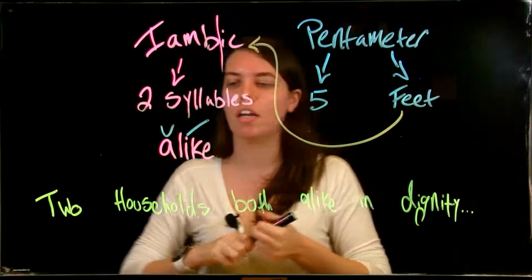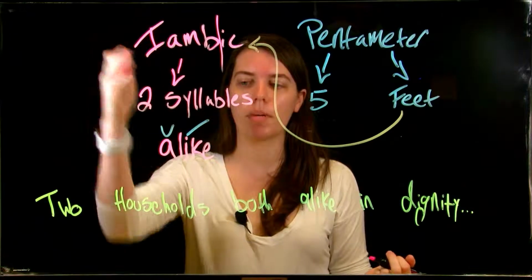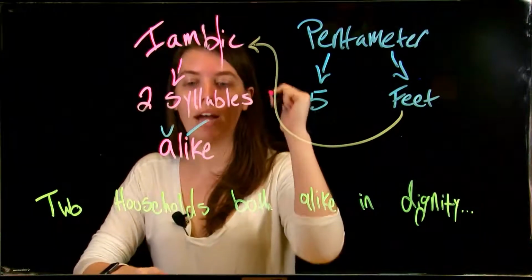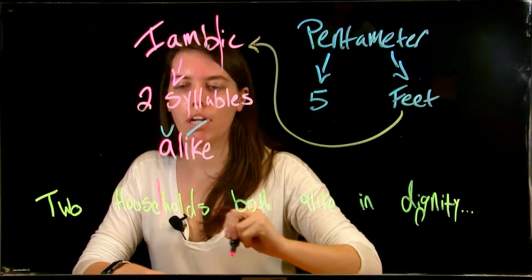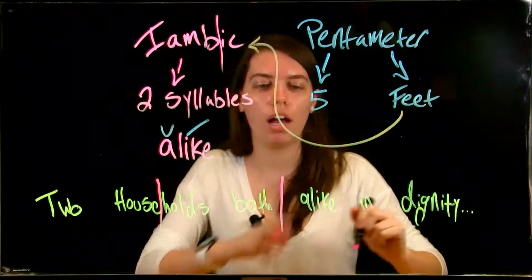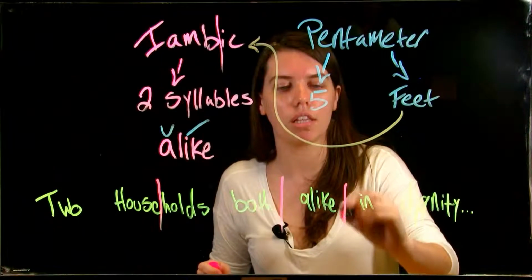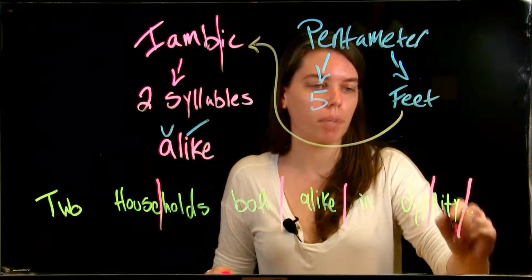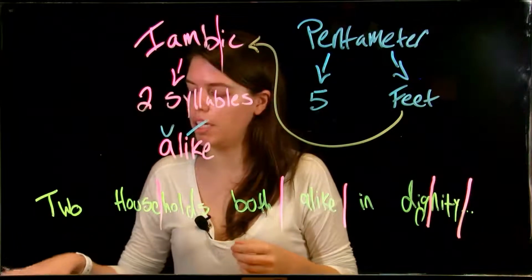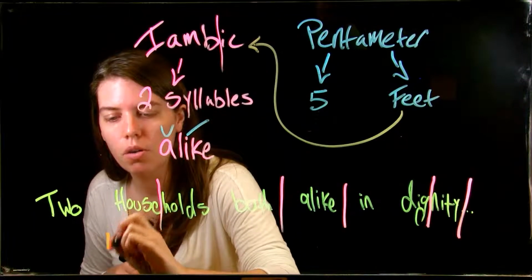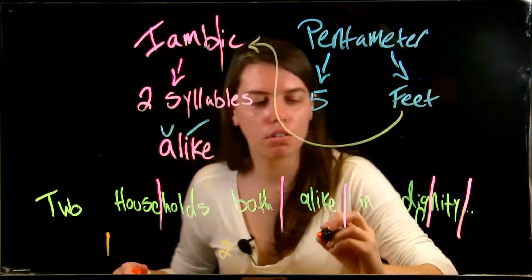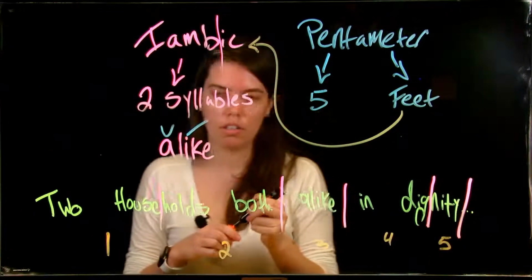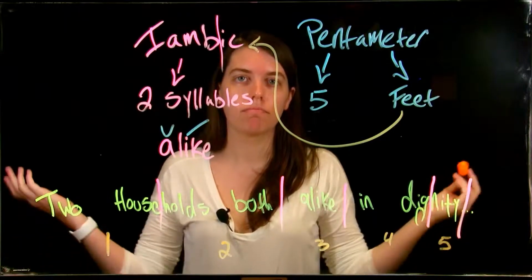So that's 10, perfect. Now you want to break them up into iambic. The first thing you would do is just separate them literally by syllables. So we have "two house," that's one break. "Holds," "both," "alike," we've already broken down, so we know that's two syllables. "In dig," "nity," perfect. Then we can number them: 1, 2, 3, 4, 5. I have five feet, so it's pentameter.